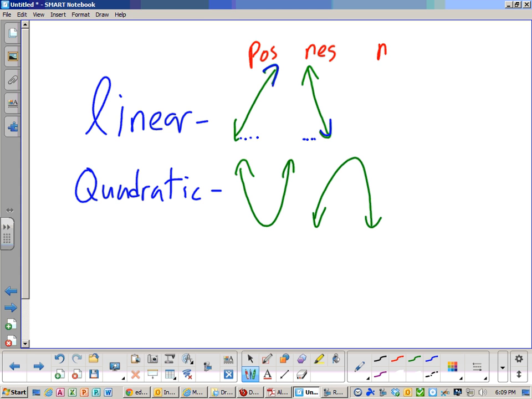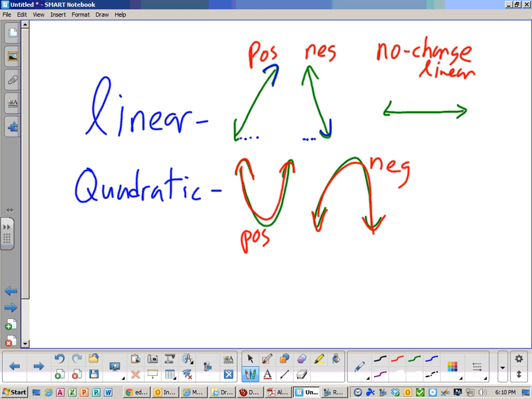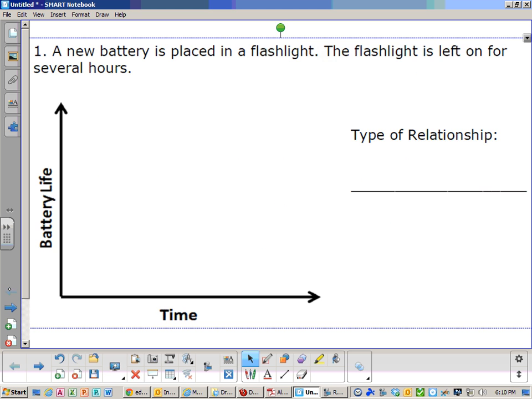There's one other one, and that's what they would call a no change linear. I've never called it that, but a no change linear, which they are referring to a completely horizontal line. That is no change linear because it's just not going up, it's not going down, it's just no change, right? FYI, just more info, this is a positive quadratic, that's a negative quadratic. Think of this as happy, be positive, and think of this as a frowny face, it's negative, right? For quadratics.